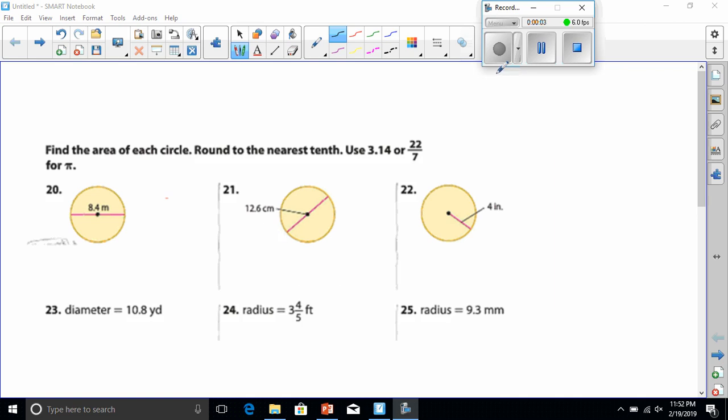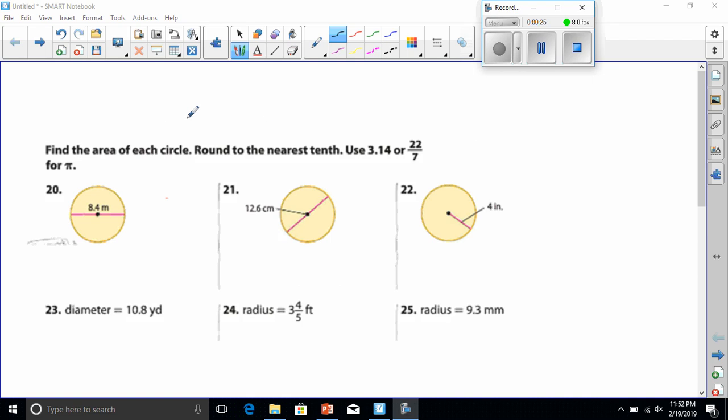Today we're going to be doing the area of a circle. It says find the area of each circle, round to the nearest tenth. Use 3.14 or 22/7 for pi. I'm doing the odd ones, so I'll do number 21. This one says that the diameter is 12.6.